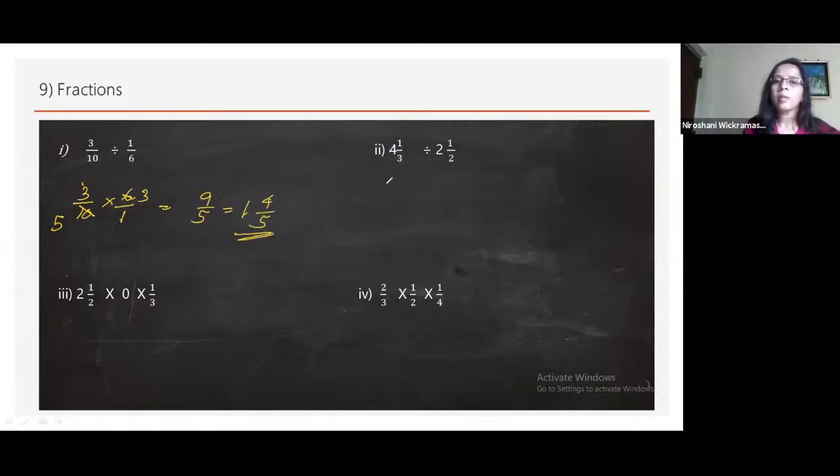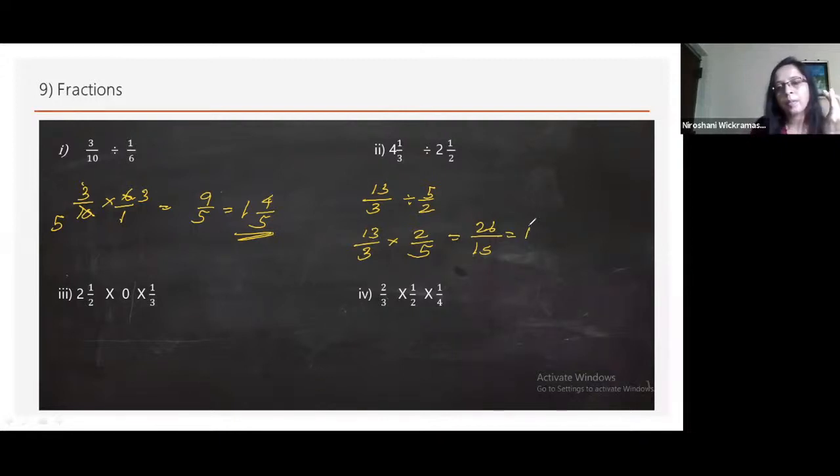3 times 4, 12 and 1, 13 over 3. Divide by 5 over 2. 13 over 3 into 2 over 5. Cancel then, 26 over 15. Then how many 5's here? 1 and 26, 15 to 26, 11 over 15. 1 and 11 over 15.